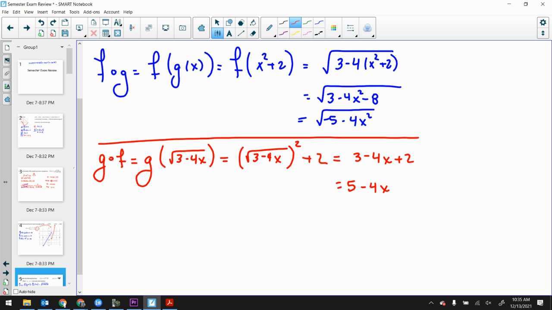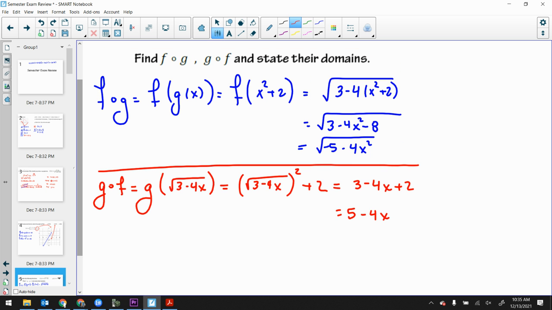Now, let's think about their domains. Remember, whenever you're working with composition, you have to check two things. You look at the domain of the innermost function, the inside function of the composition, and then you have to shift it if you need to based on your final. For example, take a look at my first one here. What is the domain of x squared plus 2? All real numbers, right? There's no restriction on the domain of any quadratic.